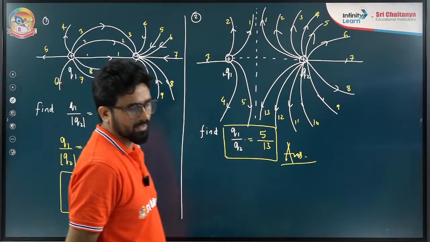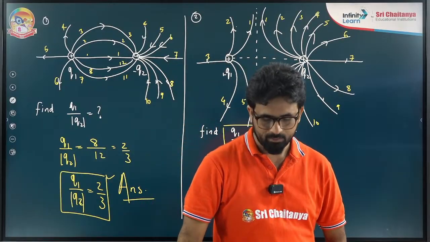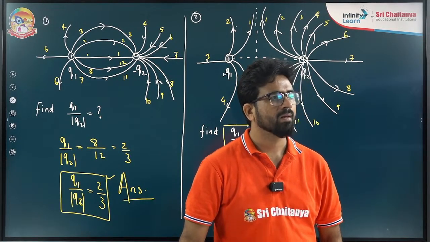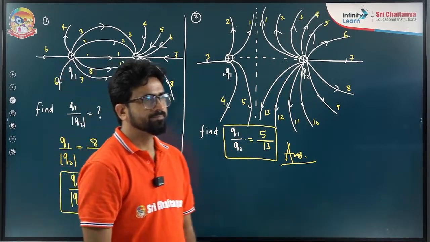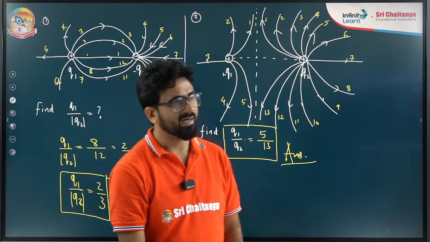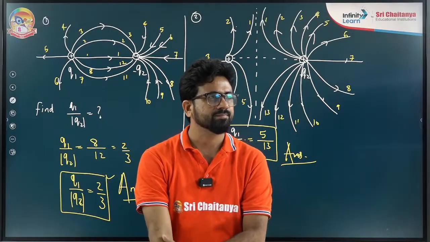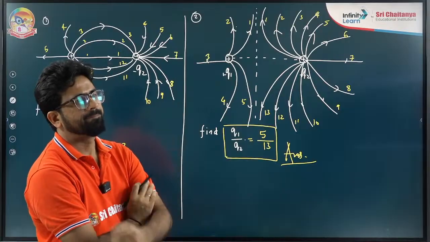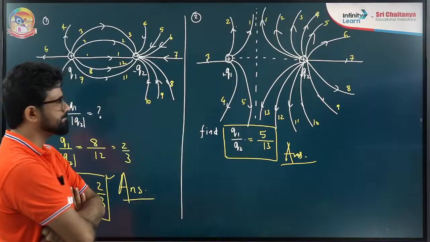Clear? Beta, is it clear or not clear? Sudhakar, Mandeep, Niharika. Not 4, beta, 5 by 13. Mandeep, check the number of field lines again. Sudhakar, Niharika, Lashya. Clear, beta? Clear to everyone?